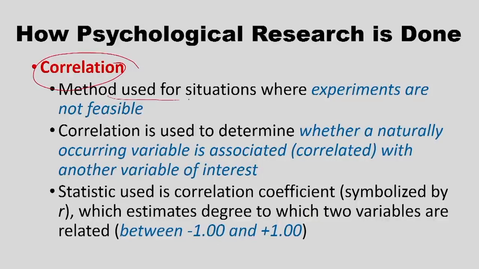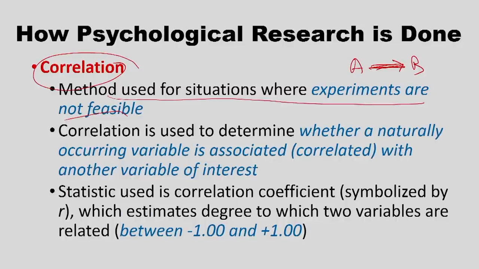The correlational method is used for situations when experiments are not feasible. If we have two variables A and B, and we don't know whether A is causing B or B is causing A, but there is a relation. What is the relation? If A increases or decreases, B also increases or decreases. Think of it in this way. Each time there is thunder, there is lightning, and so there is a correlation. It is very difficult to say whether thunder causes lightning or lightning causes thunder.